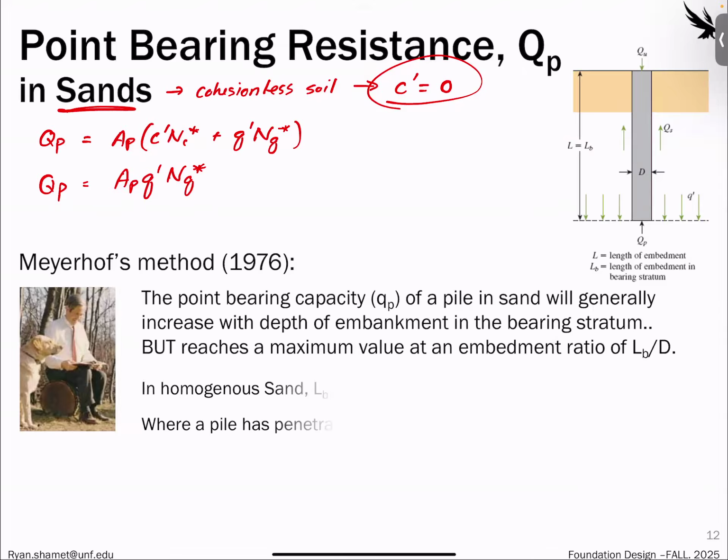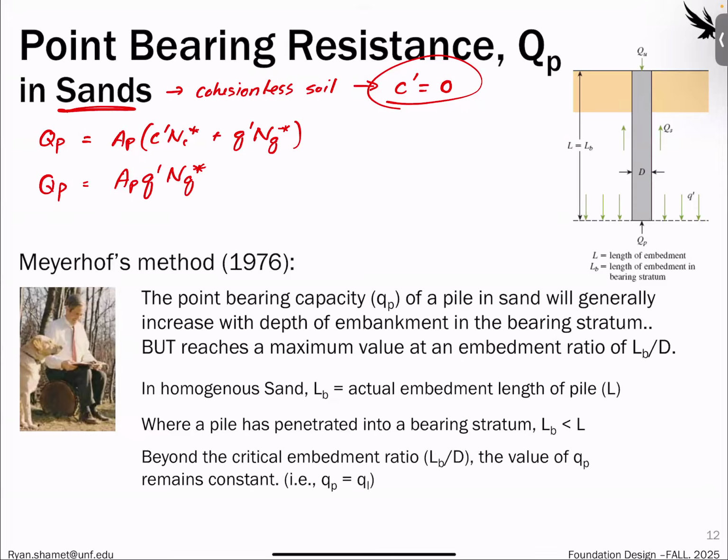Now, in a homogeneous sand, LB is actually the embedment length of the pile. So this is that bearing length. That's what we need to say. So if the pile has penetrated into a bearing stratum, like let's say you have organic material at the top or something, then that bearing stratum will be less than the total length of the pile. So keep that in mind. So homogeneous sand, we're golden. The LB, the bearing length, is actually the embedment length. But if it's into a weaker soil, we neglect that weaker soil.